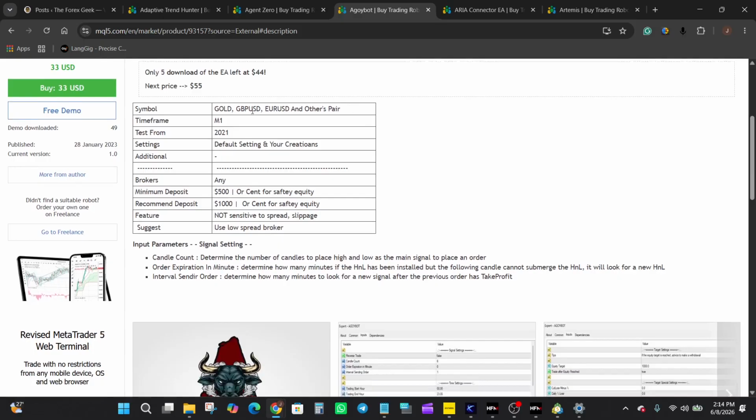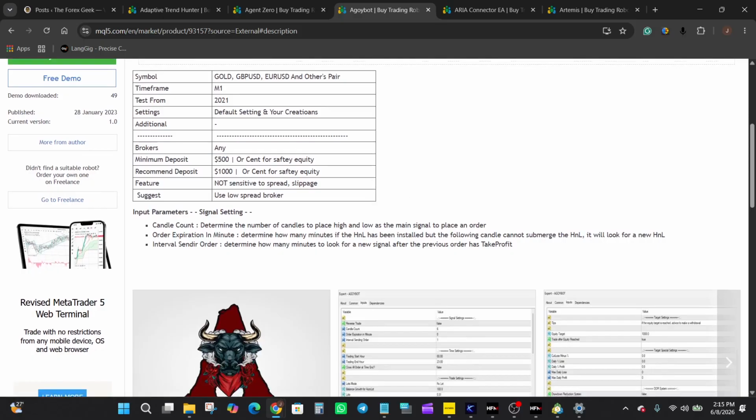Now, looking further down, there are a few input parameters explained. One of them is the candle count, which defines how many candles are used to determine the high and low levels for generating trade signals. Another setting controls how long a signal remains valid before it expires if price doesn't react to it. There is also an interval setting that determines how frequently new signals can be generated after a previous trade cycle is completed. These parameters are important because they directly influence how frequently the EA reacts to market movements and how often it generates new trading opportunities.